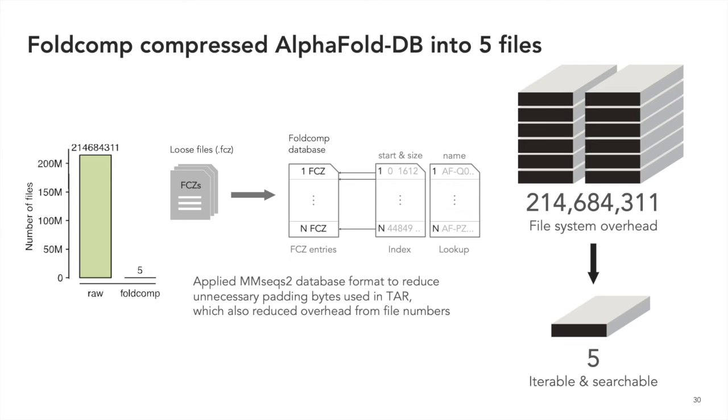Also, Foldcomp could compress the AlphaFold DB into just 5 files by applying the MMseqs2 database format. With this data format, we could reduce the unnecessary padding bytes, and also reduce the overhead from really many files. The raw data takes 214 million files, which can cause overhead in your file systems, but with Foldcomp databases it's just 5 files and it's totally iterable and searchable.